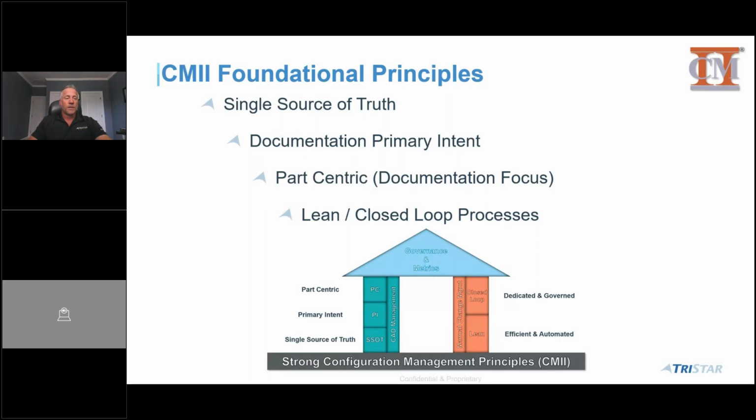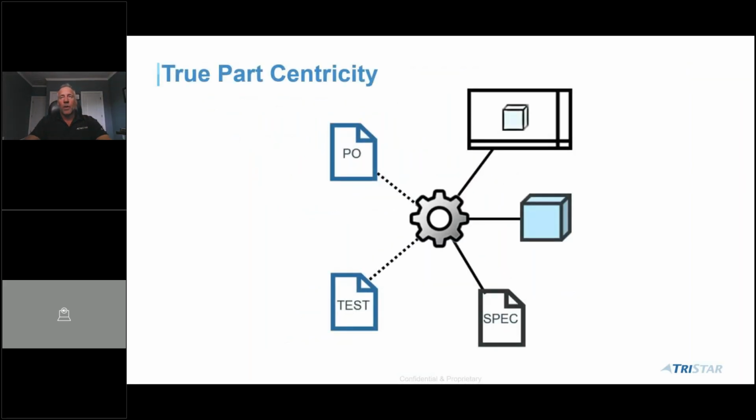We'll talk through a few of these in detail during this presentation, especially documentation primary intent and part-centric. As you look at true part centricity, we're helping a lot of customers on this journey. For those of you that have been involved with us in some of our assessments, you understand this philosophy. We're trying to take people from drawing centric, where the drawing becomes the center of the world, to a point where the part is the center of the universe, and all of this data is describing that.